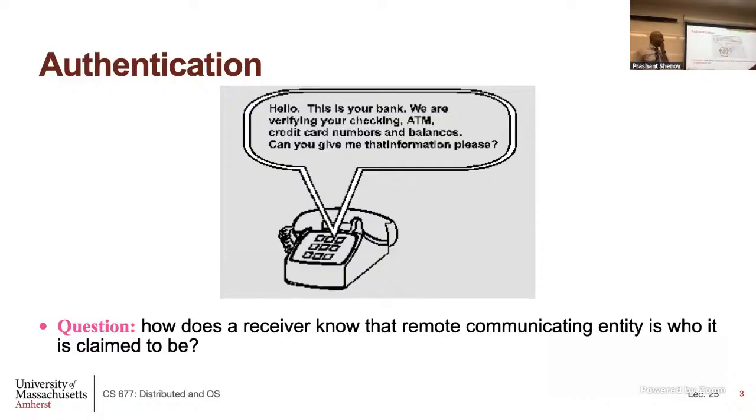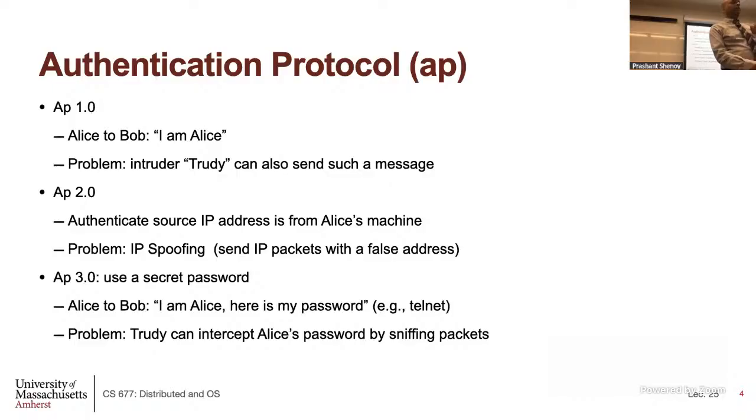So let's take a very simple example. You get a phone call from your bank that says they're calling from the bank. They need to verify something and ask you for some sensitive information, like maybe your ATM card number or a PIN number. Of course, you can't just trust somebody who's calling you over the phone. So you have to authenticate their identity, right? So how would you know that a remote entity is who they claim to be? That's our authentication problem.